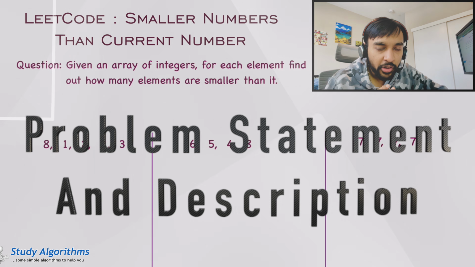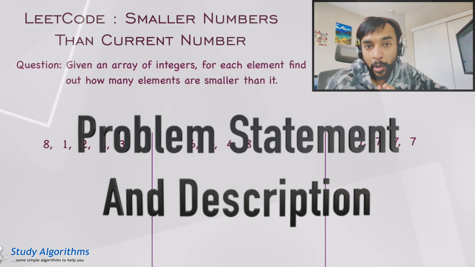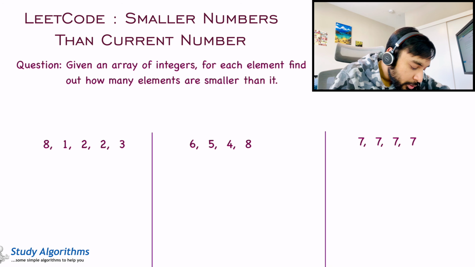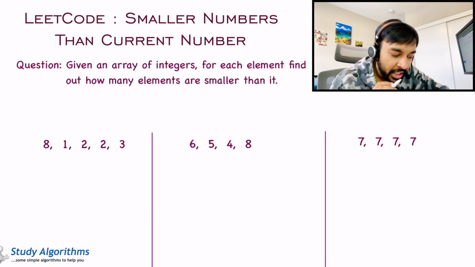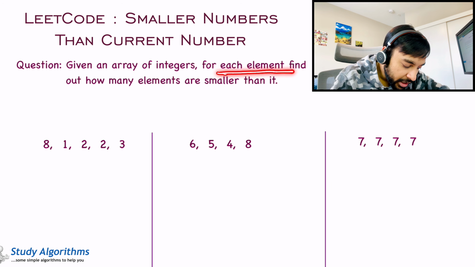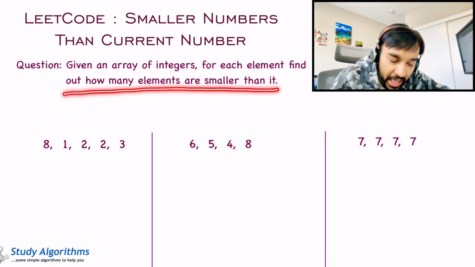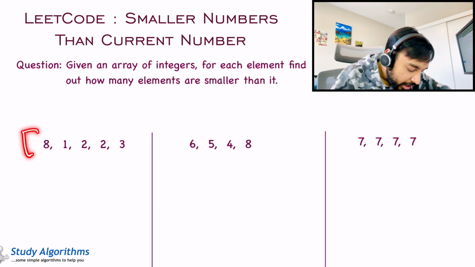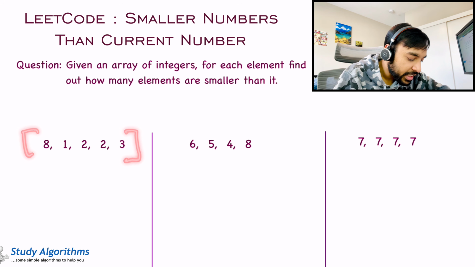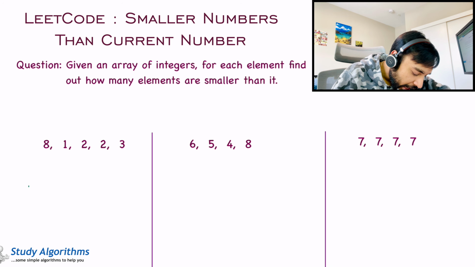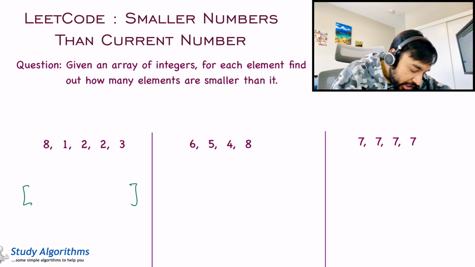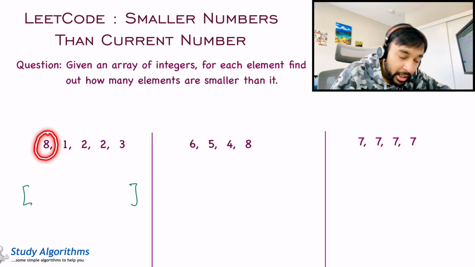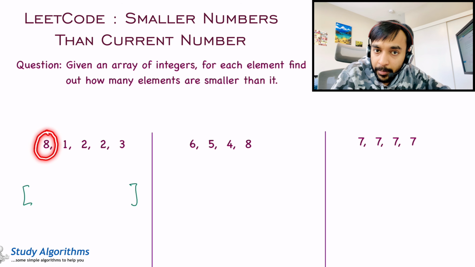Let us try to make sure that we are understanding the problem statement correctly. You are given an array of integers, and for each element, you need to find out how many elements are smaller than it. So, if we look at our test case number 1, we have this array, right? And we have to determine a resultant array. To determine it, for each element, you need to find out the number of smaller elements than it.